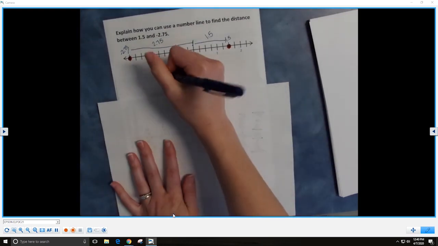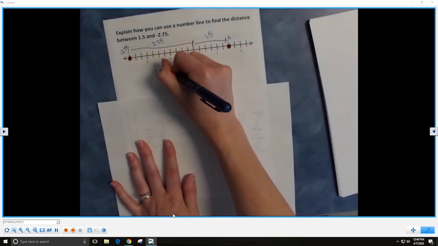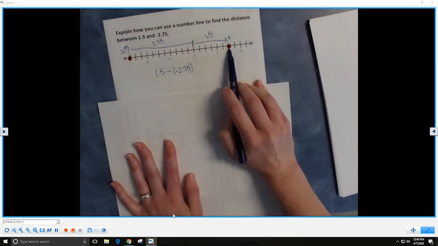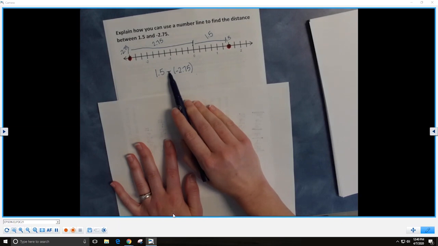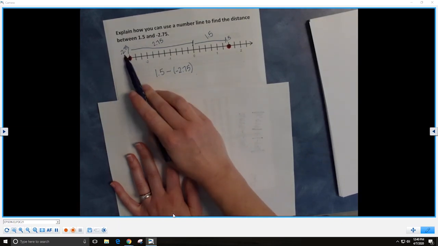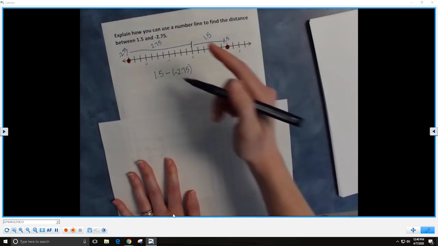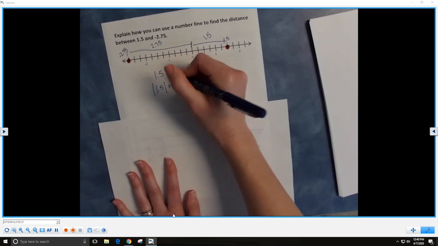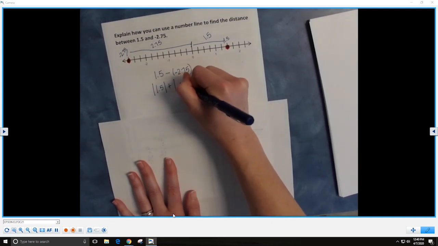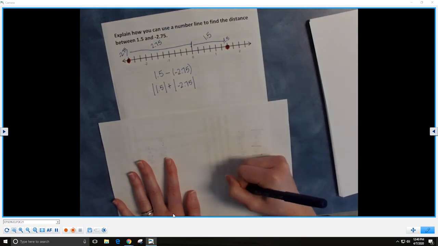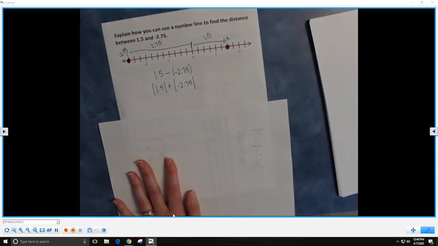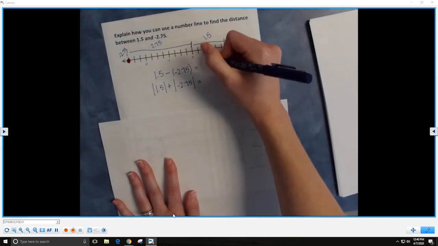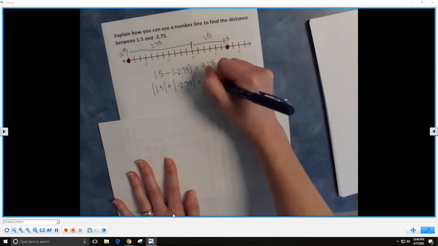So I can write 1 5/10 take away negative 2 7/500, because remember we use difference to find distance. Or I can use absolute value: the absolute value of 1 5/10 plus the absolute value of negative 2 7/500. Are these two expressions the same? Yes, both of those expressions will equal 4 25/100.